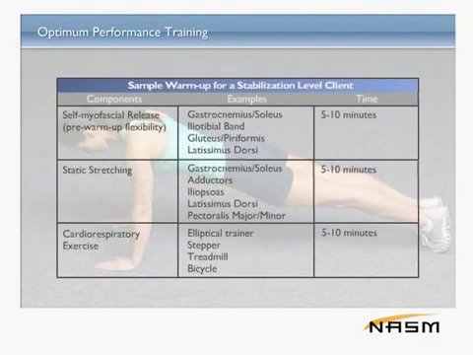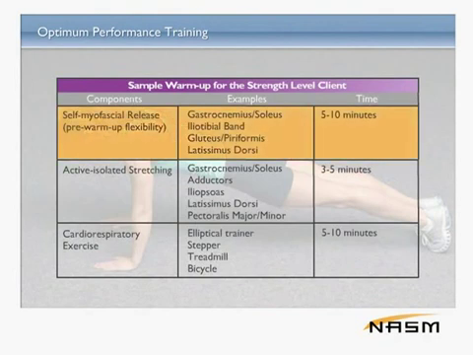Here we can see a sample warm-up for a stabilization level client. The warm-up will include 5 to 10 minutes of self-myofascial release, 5 to 10 minutes of static stretching, and 5 to 10 minutes of cardiorespiratory exercise. Here we see an example of a warm-up for a strength level client. The warm-up will include 5 to 10 minutes of self-myofascial release, 3 to 5 minutes of active isolated stretching, and 5 to 10 minutes of cardiorespiratory exercise.